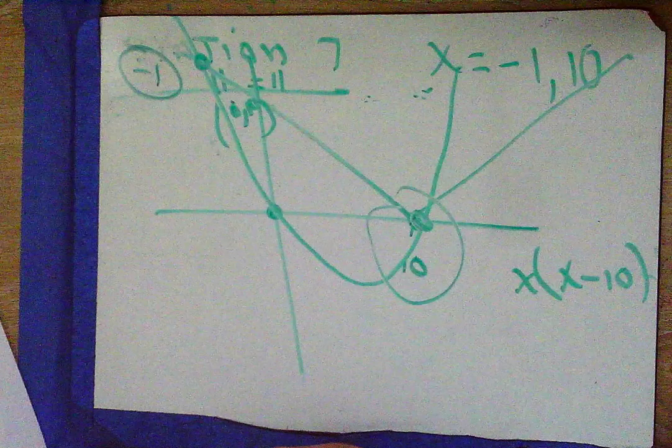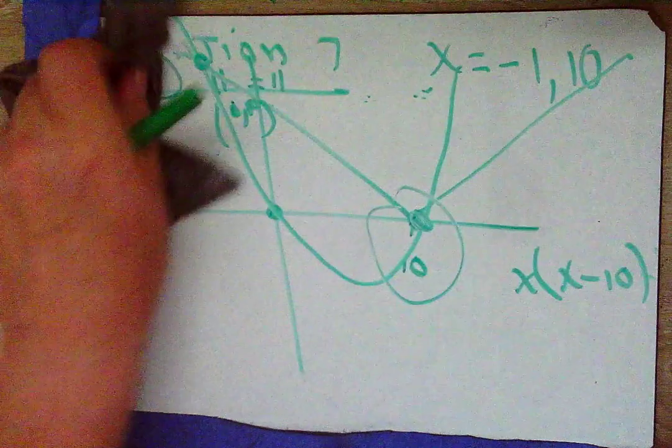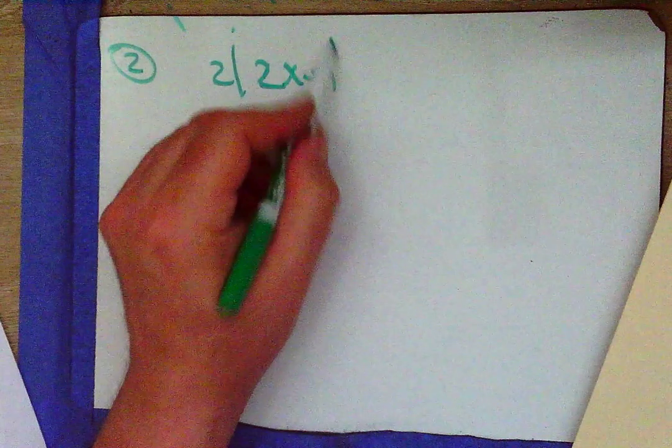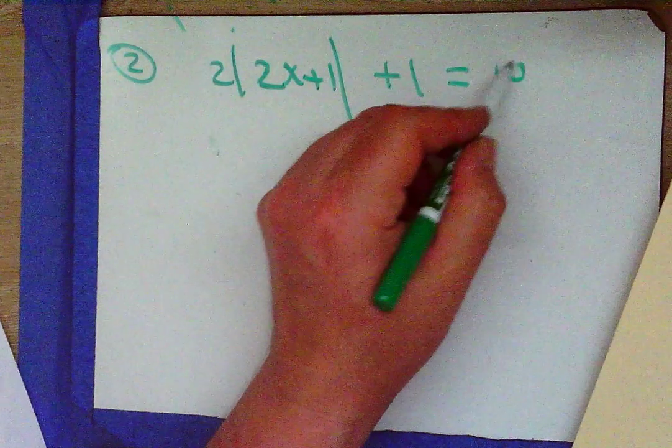So when I think about these things graphically, that can be a quick and easy check, especially if I've been practicing my graphing and thinking about graphing so that it's easy and it comes to mind while I'm doing a problem like this. Okay, problem number 2, we've got 2 times absolute value of 2x plus 1 equals 19.